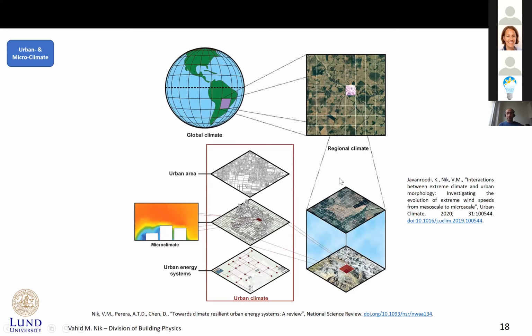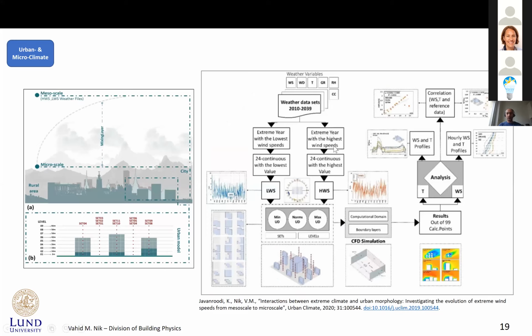One part of our work is looking into urban and microclimates. To do this, we use data from regional climate models, and then we do some urban simulations or urban climate and microclimate simulations. These simulations are mostly CFD simulations, and since these are CFD simulations, they take really long time. So here as well, we cannot run CFD simulations for all the climate data sets that are out. So we had to develop some specific approaches and methods here.